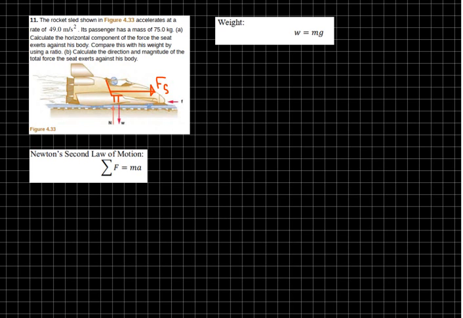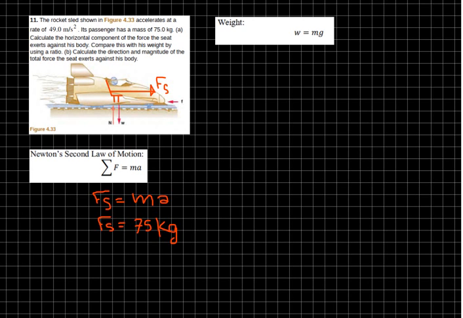Okay, and here we have Newton's second law of motion. It states that the addition of all the forces is equal to the mass times the acceleration. This time we only have one force involved, that is the force of the seat. The force that the seat is exerting against the body of the pilot equals the mass times the acceleration. We don't have the force of the seat, but we do have the mass, which is equal to 75 kilograms. That's the mass of the passenger, times the acceleration.